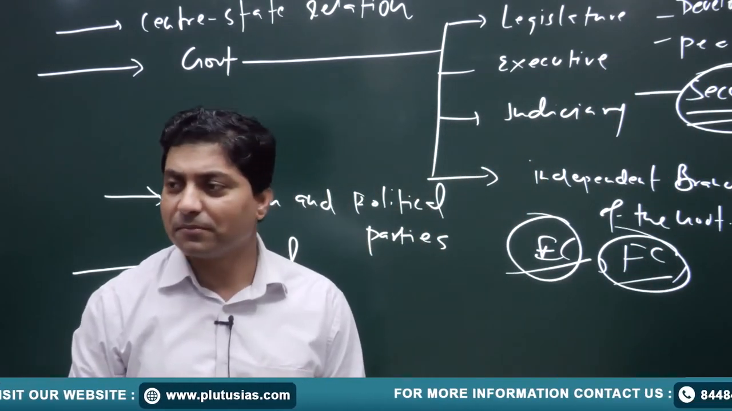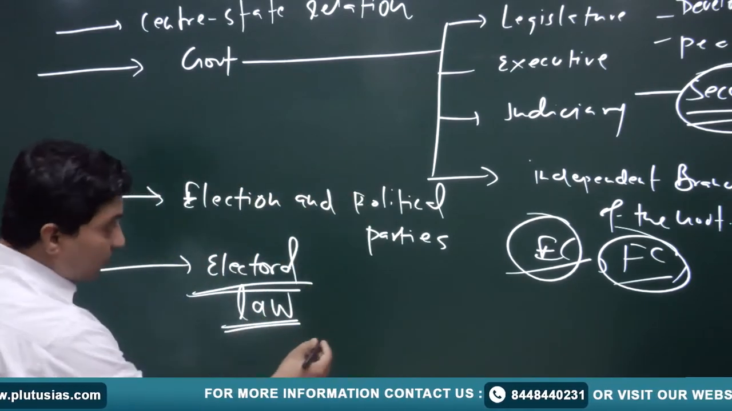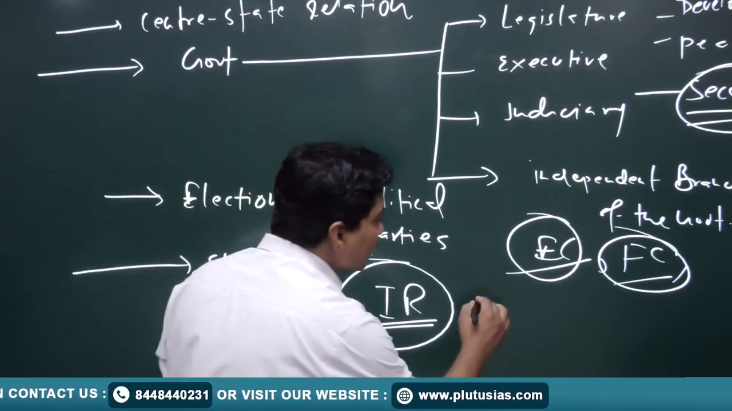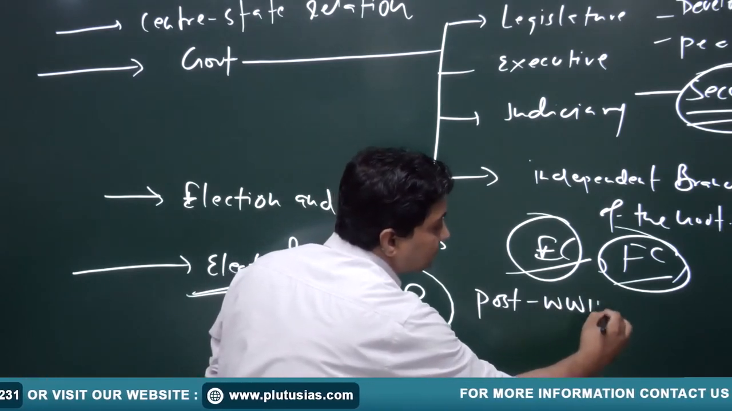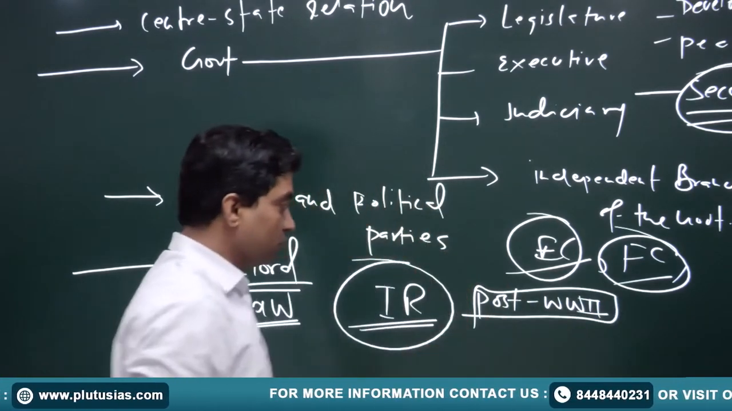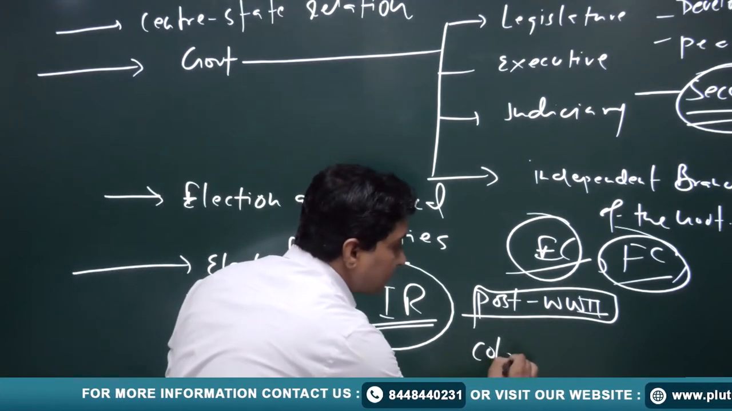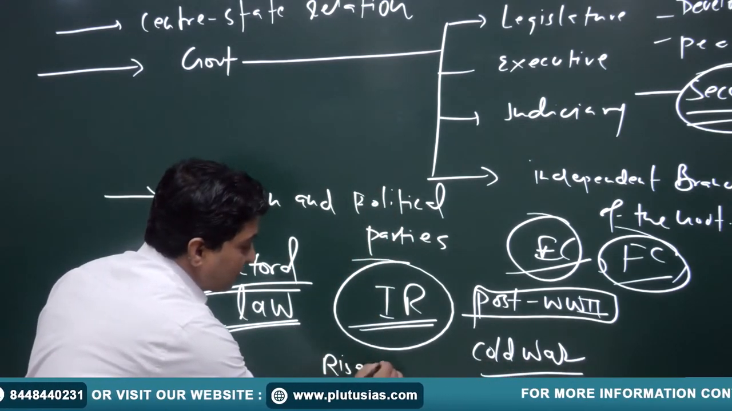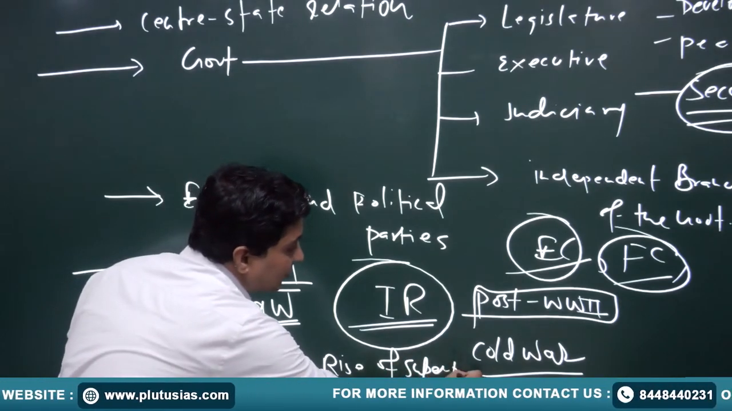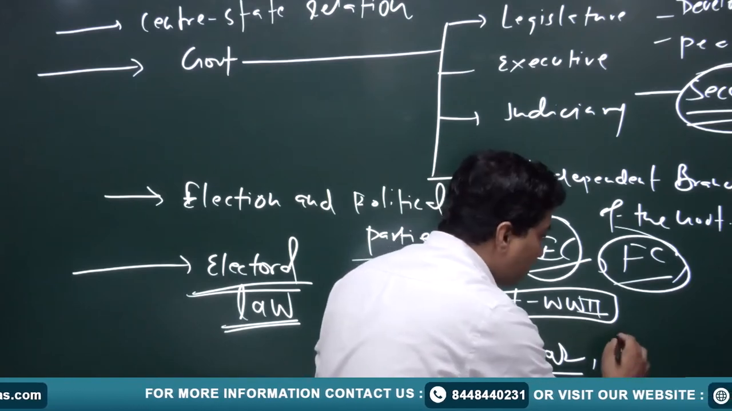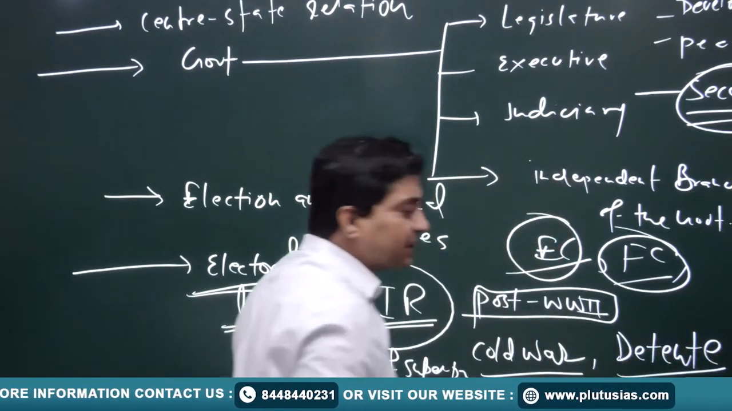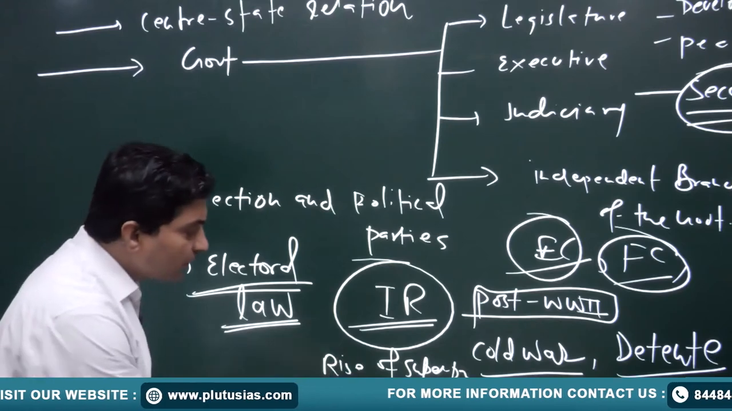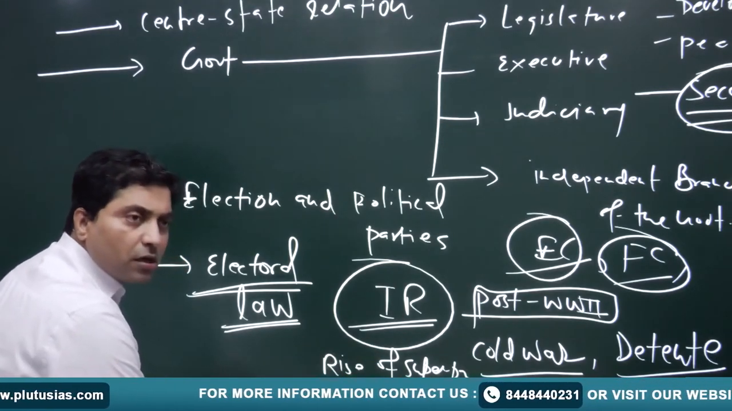Any other things? I'll talk about international relations. That is a part of that. In international relations, we'll talk about the post-World War II world. Now, if you look at, for example, the Cold War, and we'll talk about the rise of superpowers. And then we'll talk about the détente. Have you heard of the word? The détente, we'll discuss it. Détente, new détente. This is a French word.